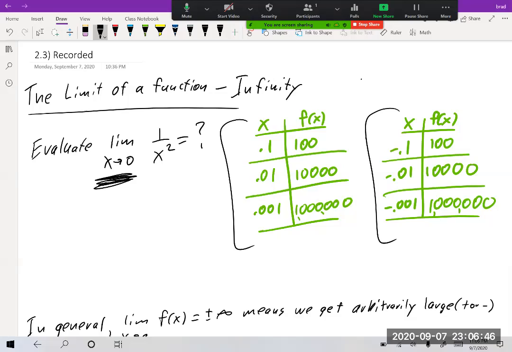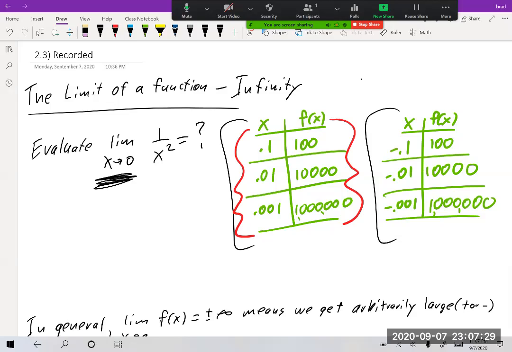I used x equals 0.1, 0.01, and 0.001. These are just arbitrary. You could pick any ones that you want, but normally you try to pick numbers that get closer and closer to the value of a, in this case 0. When I plug 0.1 in, I get 100. When I plug 0.01 in, I get 10,000. And when I plug 0.001 in, I get 1 million. Remember, you're taking 1 and dividing it by 0.001 squared, which is basically 0.000001, so we end up with 1 million. As we can see, this side is getting larger and larger as x gets closer and closer to 0.